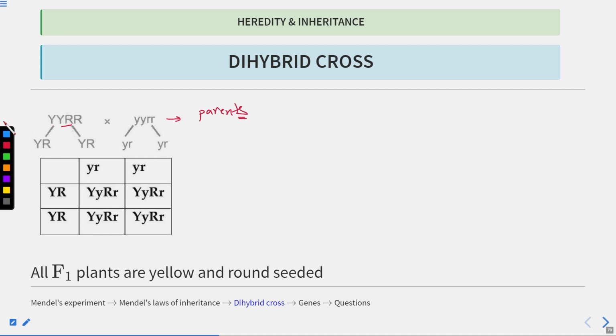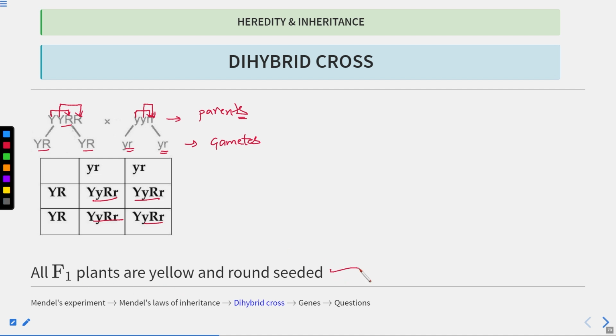Here, what will be the gametes produced? Y and capital R, and Y and capital R. So these are the gametes which are produced. Again here, small y and small r, and small y and small r. These are the gametes produced by this parent. Now, if we make a cross here, you will see the genotype of the F1. All have the same genotype. So F1 plants are all yellow and round seeded.